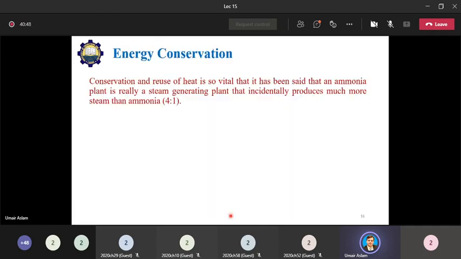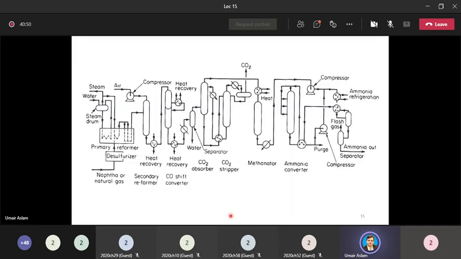Now let's see the PFD of the Kellogg's process. So this is the hydrocarbon source, naphtha or natural gas. Firstly, the source is sent into a desulfurizing unit where the objective is to remove sulfur or sulfur containing compounds.